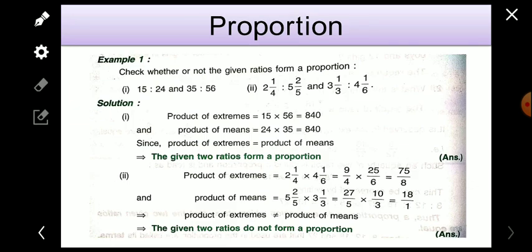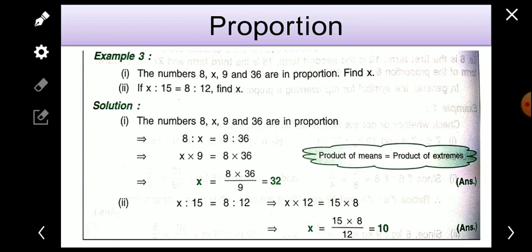Now, yeah, an example is there: numbers 8, 9, 36.